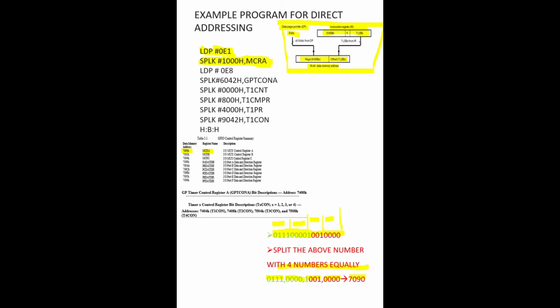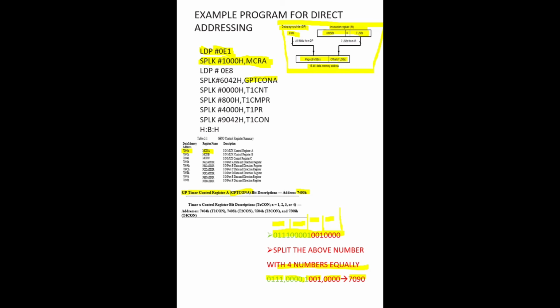In a similar way, let us take this GPTCON A address. The GPTCON A address is given as 7400. It is the default address wherever GPTCON A is used. This GPTCON is nothing but the general purpose timer control register A. For the explanation of this register, I have explained in the previous part of the video. Its use also I will explain in the upcoming slide. At present, consider the address of this GPTCON A register as 7400.